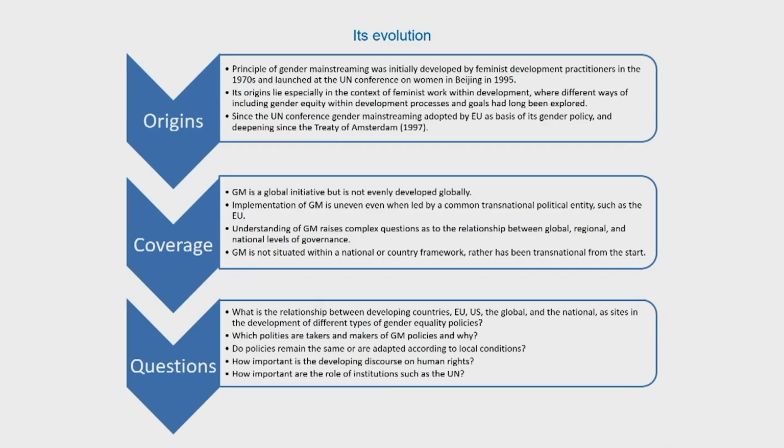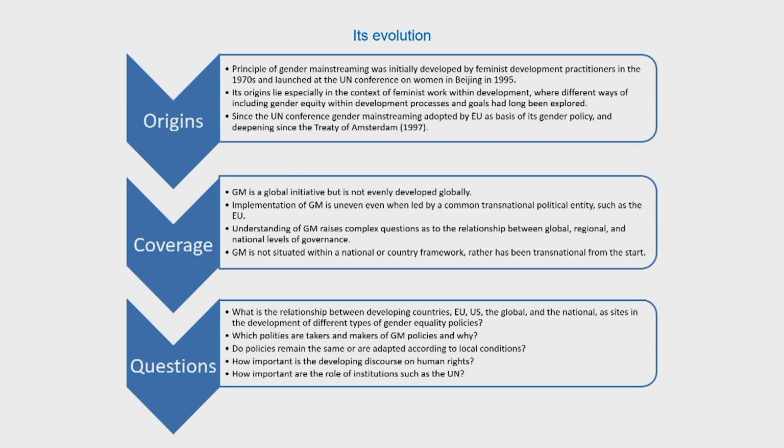In terms of coverage, the understanding of gender mainstreaming raises complex questions as to the relationship between global, regional and national levels of governance. And this is all the more important because gender mainstreaming as a policy is not situated within a country context. It is transnational from the very beginning. So it was adopted by the UN as a matter of policy, and the flavor of gender mainstreaming as a policy has been absolutely transnational. Therefore, it cannot be situated within a national or country framework. However, it can be adapted to various national and country frameworks.